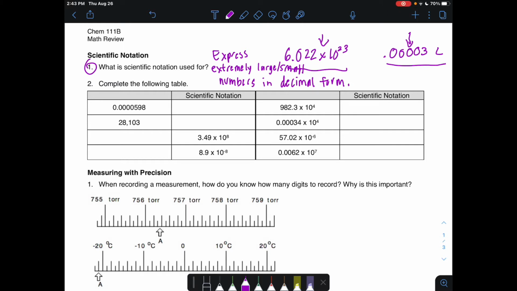So the good thing is this number is already expressed in scientific notation. However, this one isn't. So for this one, we're going to find it by seeing how many decimal places it moves back to. 1, 2, 3, 4, 5. There you go. So this would be 3 times 10 to the negative 5 power liters. And that's scientific notation for you.